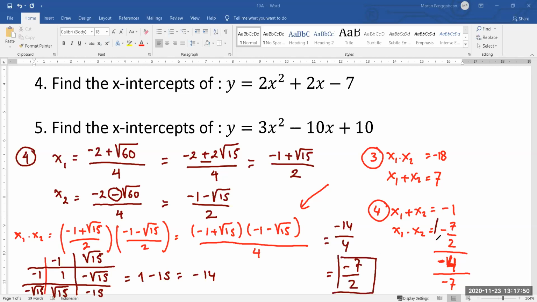Okay, thank you for the other alternatives, but the correct one is -7 over 2. That's how you multiply it. Any question? Yes, sir.